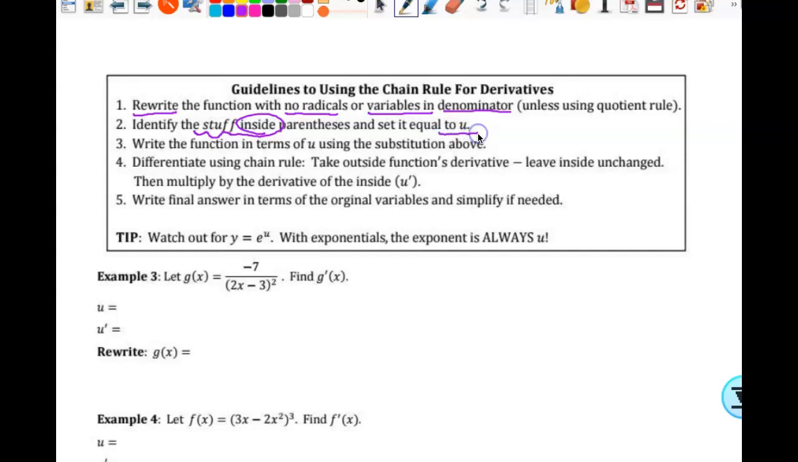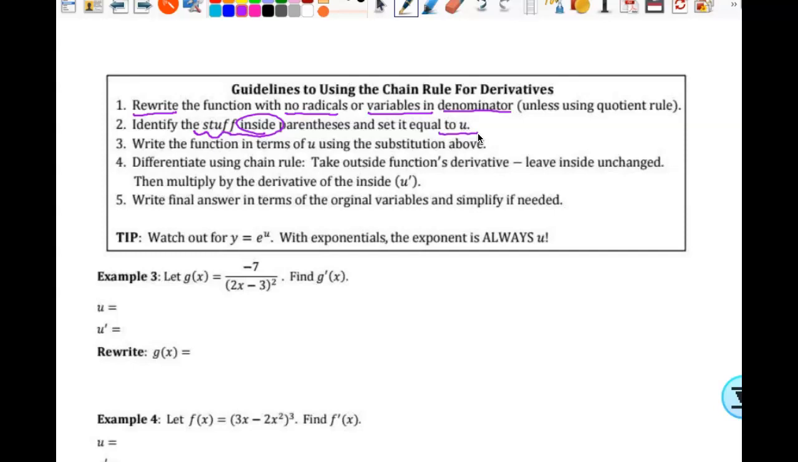Again, we're going to do this two different ways. I think the u way is going to make the most sense to you in the end, but I want you to see the composition as well. We're going to write the functions in terms of u using the substitution above, differentiate using the chain rule: outside function's derivative, leave the inside unchanged, multiply by the derivative of the inside, and write the final answer.